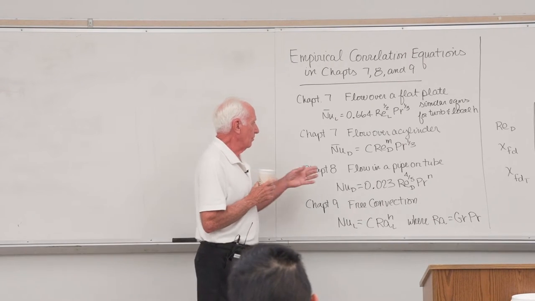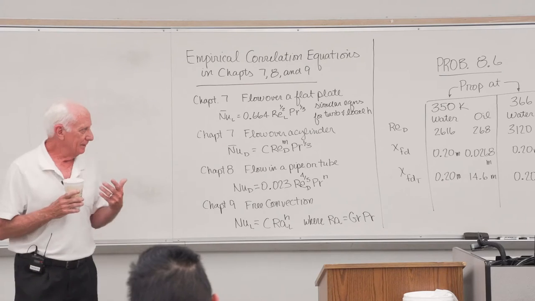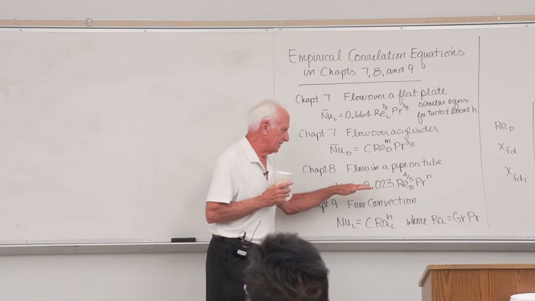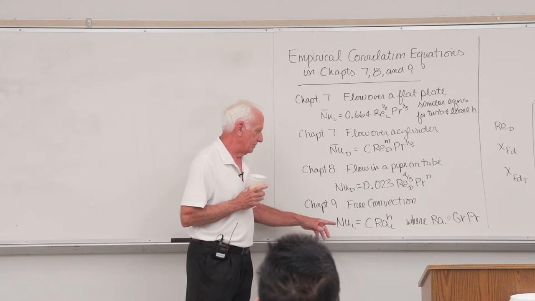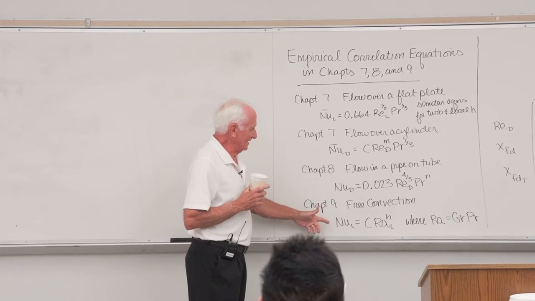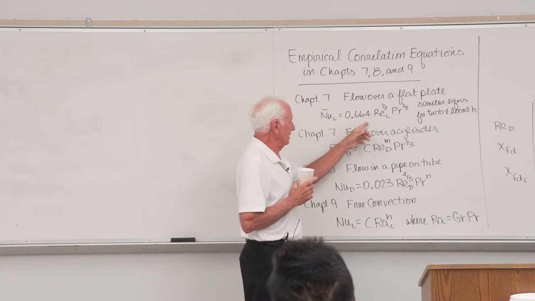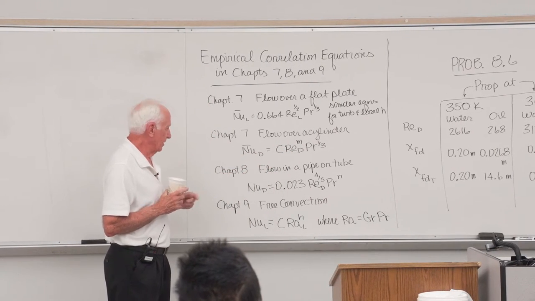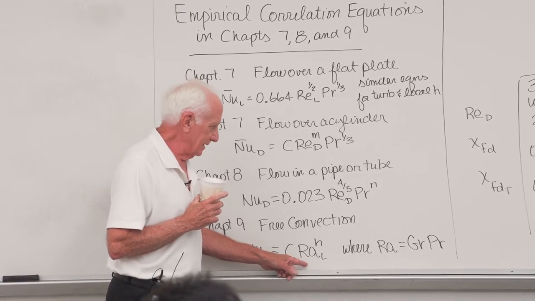Chapter 8, flow in a pipe or a tube. Here's the correlation equation. And it can depend on whether it is laminar or turbulent, whether it is a constant wall heat flux or a constant surface temperature. But anyway, the form of the equation basically looks like this. Now, in chapter 9, free convection, here's the form of the equation. But first of all, look at how similar they are. In all these, the way they correlate the experimental data is by this power law. Nusselt equals a constant, Reynolds to a power. Chapter 8, Nusselt equals a constant, Reynolds to a power. Chapter 9, Nusselt equals a constant, Rayleigh to a power.